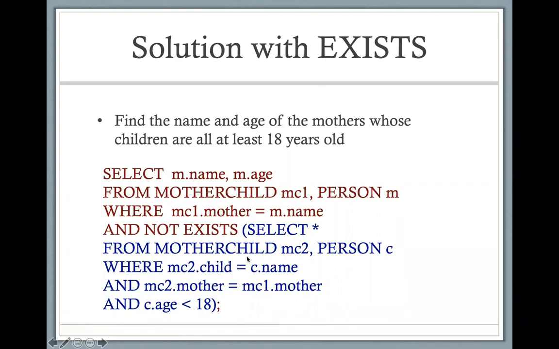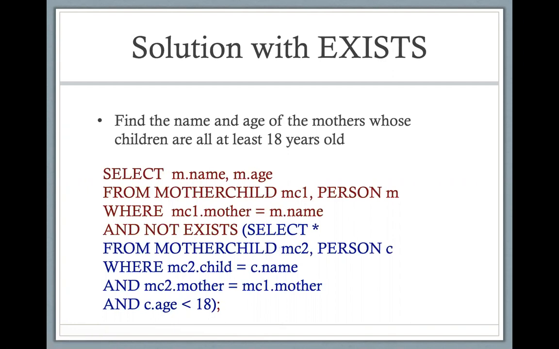Again, remember that this inner query, the blue one, is going to be executed once for every tuple in the outer query. So I take every record here, which is basically the name and age of every mother, and then take this name and join and substitute it here. So if I don't have this condition, mc.mother is equal to mc1.mother, I'm getting basically all children of all mothers whose age is less than 18.